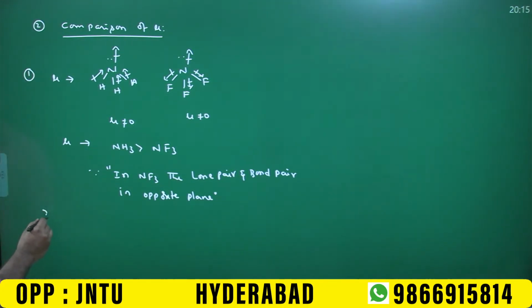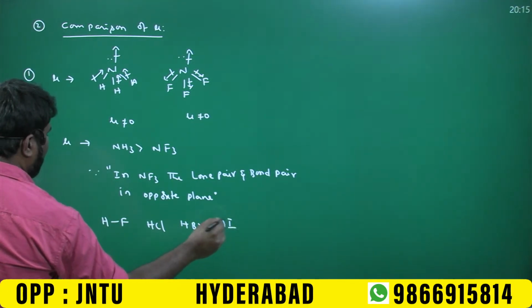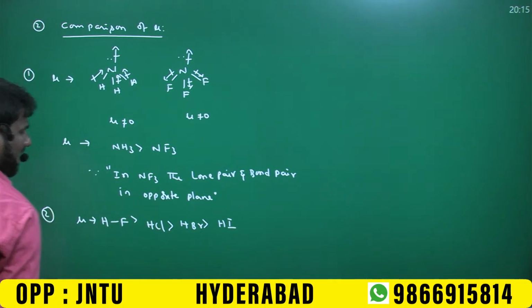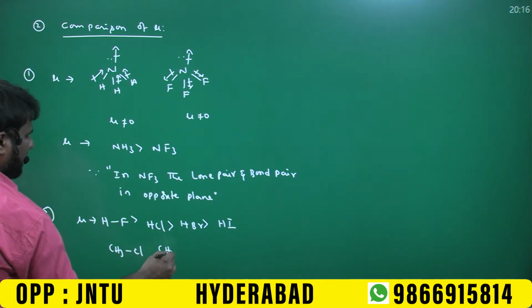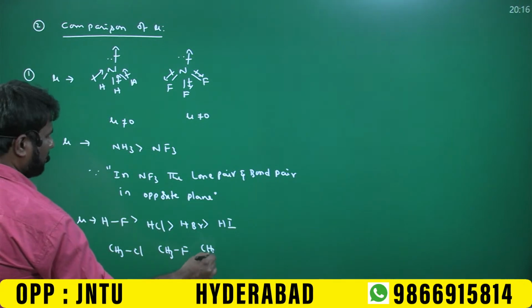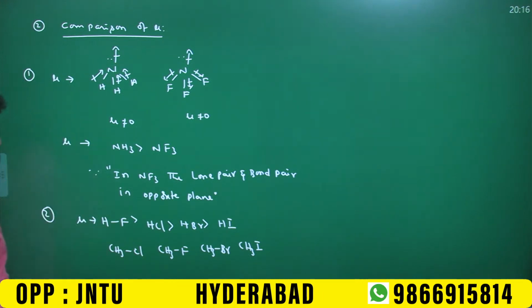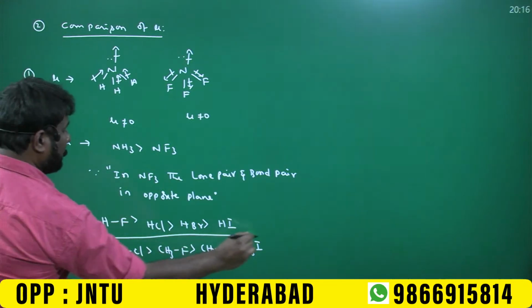Second one, HF, HCl, HBr, HI. HF greater than HCl greater than HBr greater than HI, because of more electronegativity. Similarly, if CH3F, CH3Cl, CH3Br, CH3I are given: CH3Cl greater than CH3F greater than CH3Br greater than CH3I.